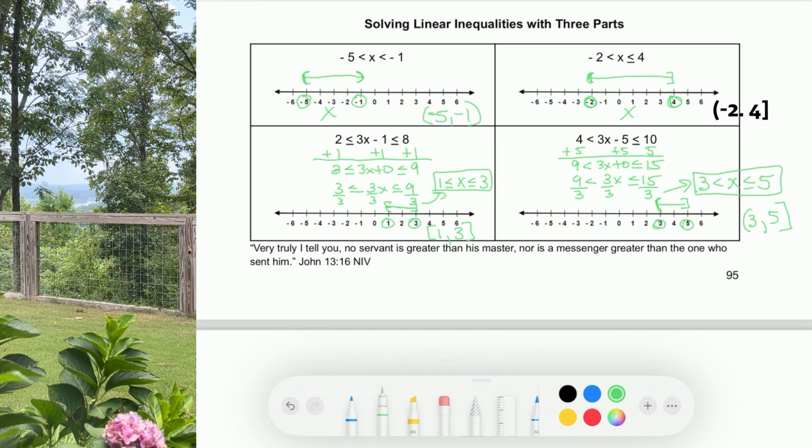All right, let's look at our Bible verse. Very truly I tell you, no servant is greater than his master, nor is a messenger greater than the one who sent him. John 13:16.